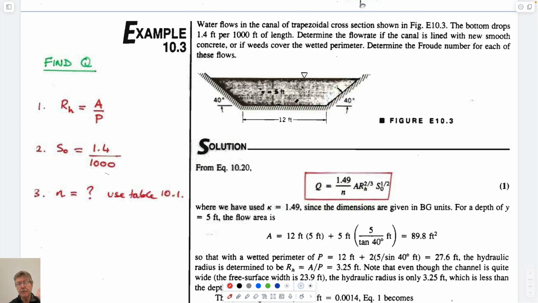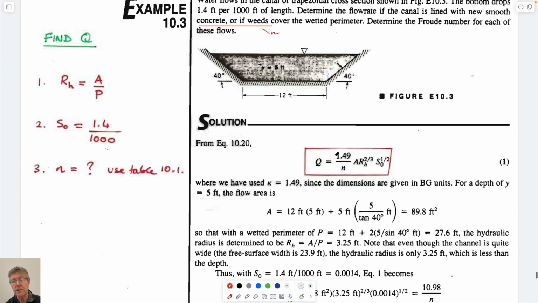Question is, calculate the flow rate in this system where you have this geometry. You know the height of flow. You know what the material is. It's either concrete or weeds, which would give you your Manning's coefficient. And how do you calculate the volumetric flow rate? So this is the equation you use. It's in feet. You use this parameter here. You need to know the area.